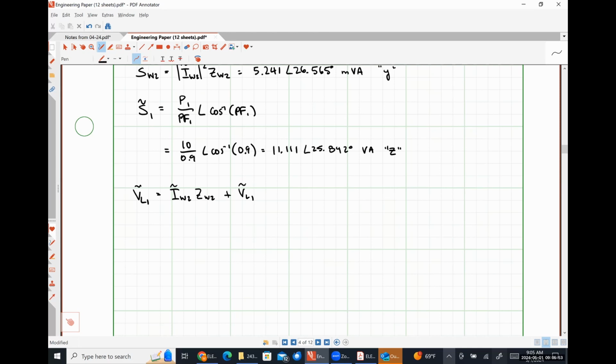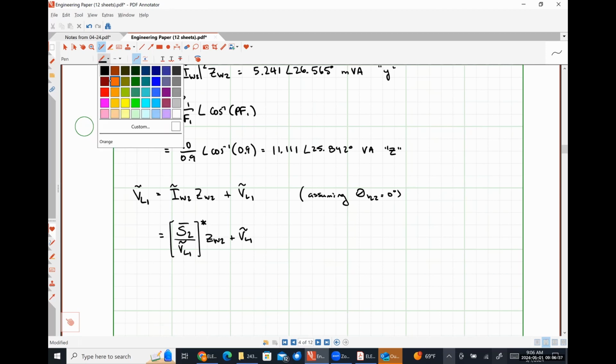I'm going to put a note here. Assuming the angle of VL2 is equal to 0 degrees, then our current would be our complex power S2 divided by VL2 conjugate, times ZW2, plus VL2.